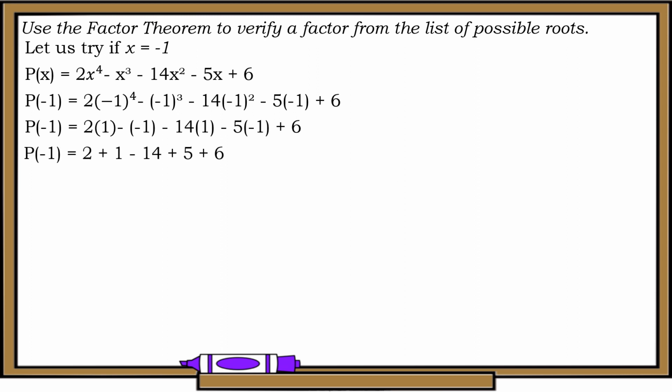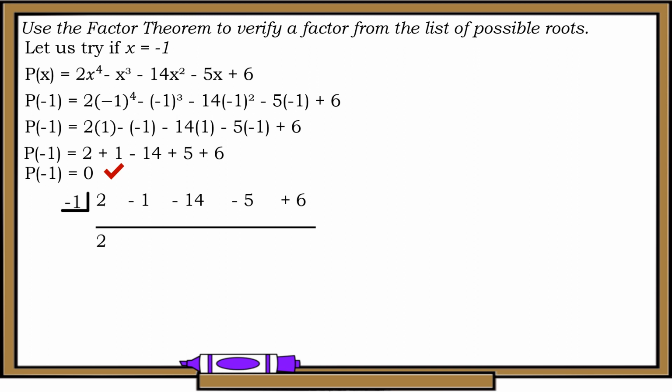Yan. Simplify natin. 2 times 1, 2. Negative times negative 1 is positive 1. Then negative 14 times 1, negative 14. Negative 5 times negative 1 is positive 5 plus 6. Pag inadd natin siya lahat, you will get 0. Therefore, x is equals to negative 1 is a solution. So, pwede na tayong mag-synthetic division. Isulat natin ang numerical coefficient ng bawat terms. At ang divisor natin ay negative 1.